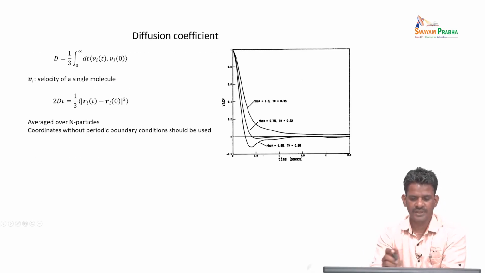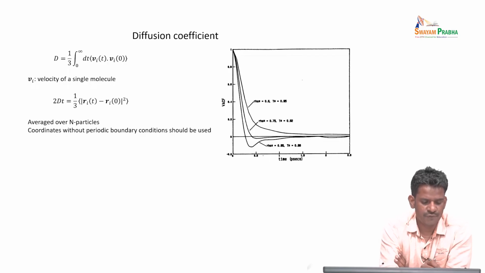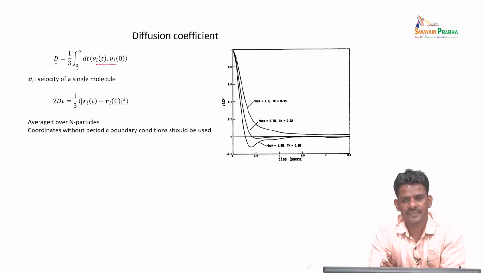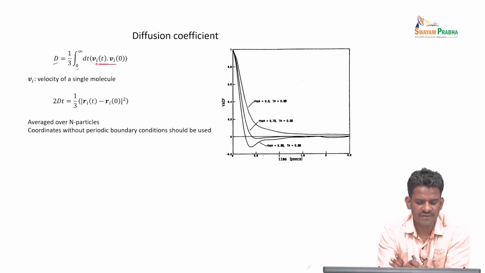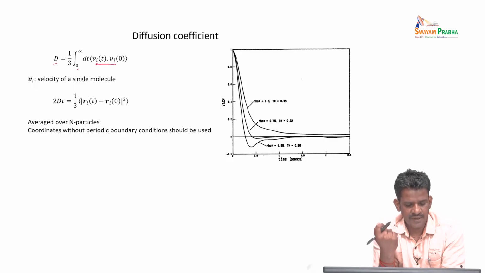For example, if you are interested in the diffusion coefficient, it is related as 1/3 times the time integral of the velocity autocorrelation function. Here i refers to a given ith particle. So in principle, diffusivity can be obtained by looking at the velocity autocorrelation function of a single particle in the entire system. However, for good accuracy, we can average over all the particles in the system.